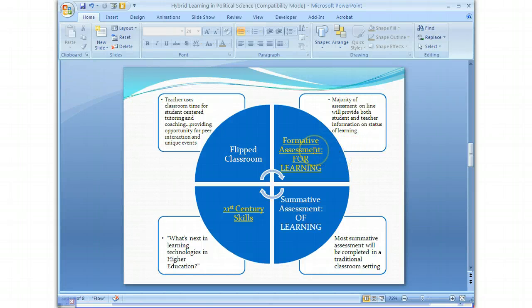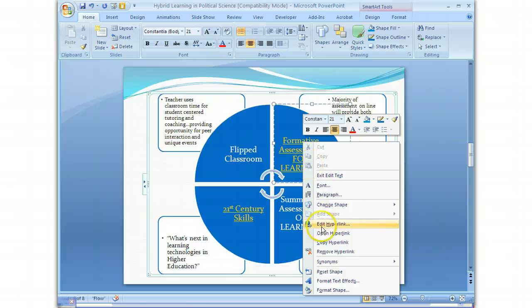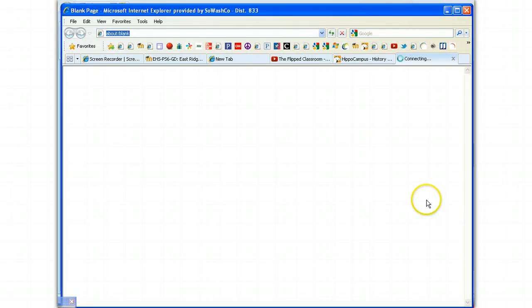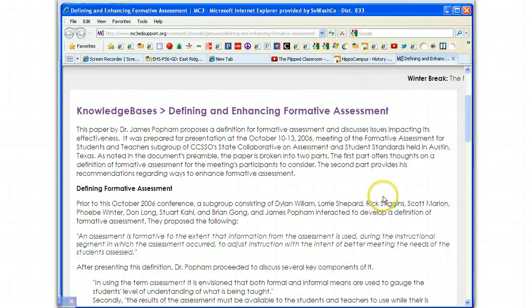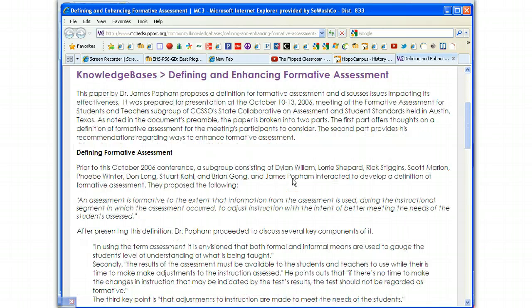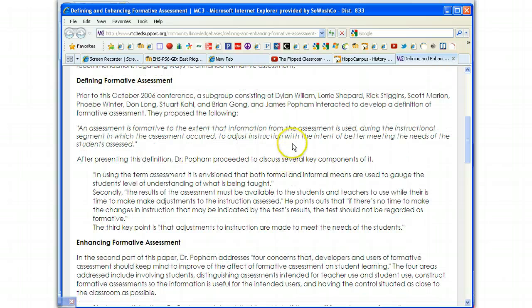Formative assessment for learning. The majority of the assessment would be done online and would be formative, in other words, providing student and teacher information on the status of that student's learning. And if we look at a website to discuss formative assessment, Dylan Williams, Rick Stiggins, well-known and respected formative assessment experts like James Popham propose the following.